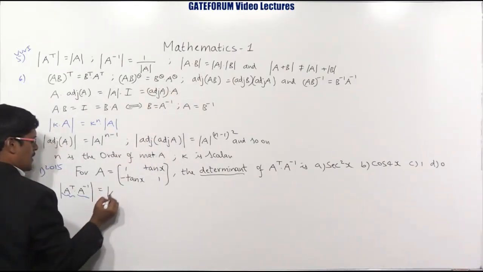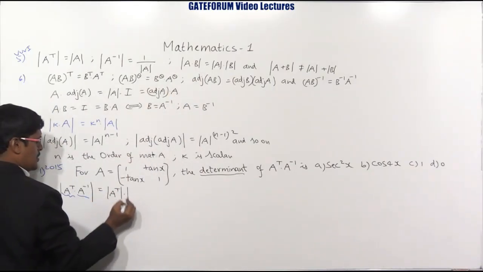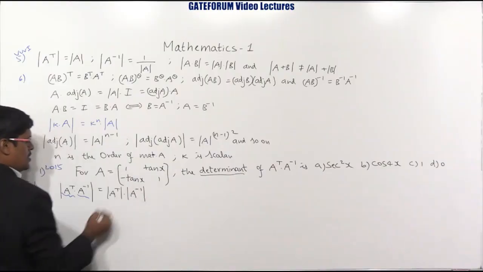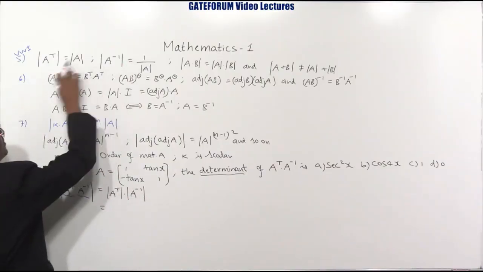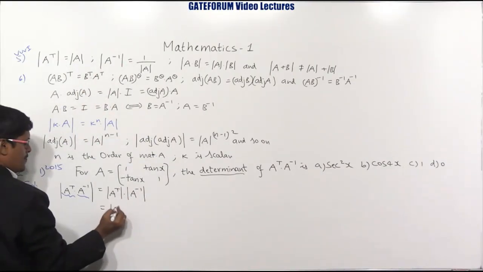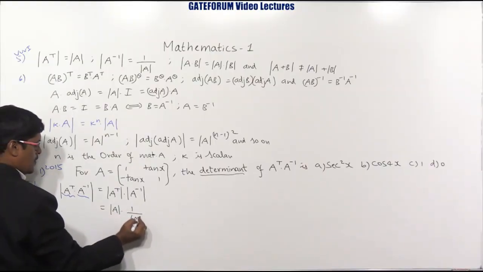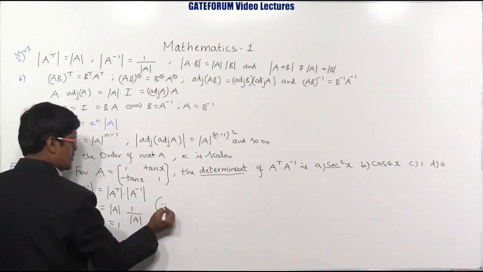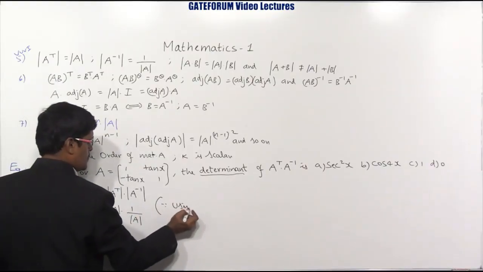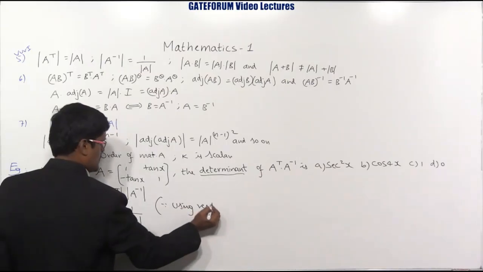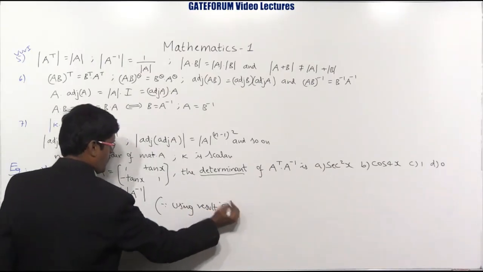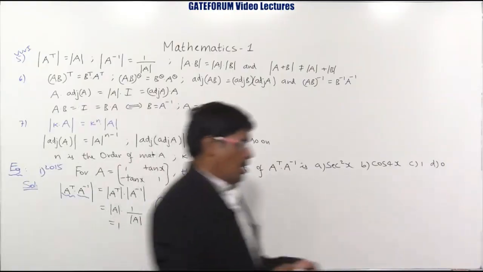So I can write det A transpose into det A inverse. Refer to the fifth one. Determinant A into 1 by determinant A is equal to 1, using result 5.